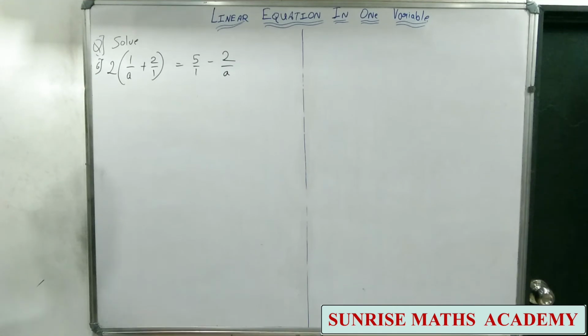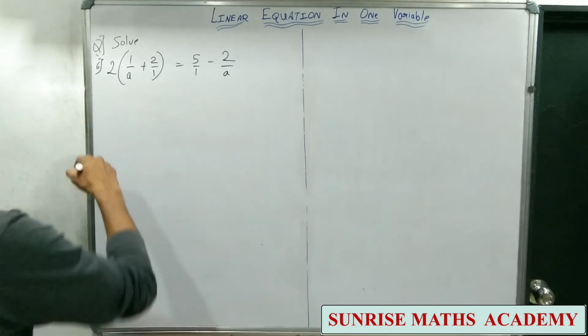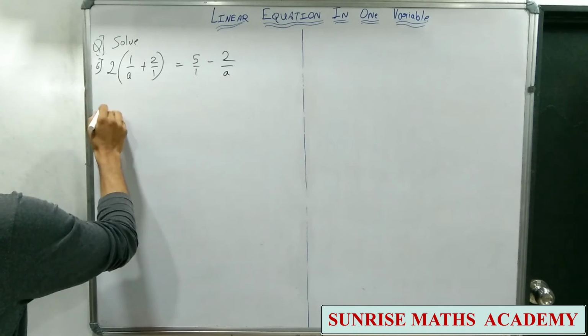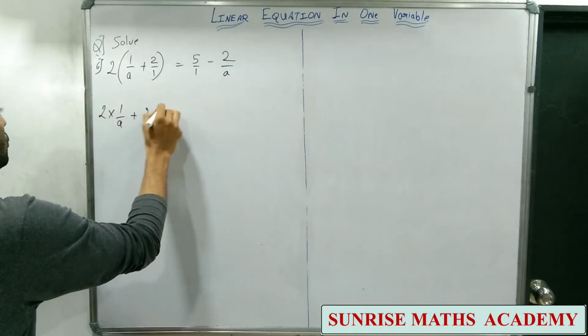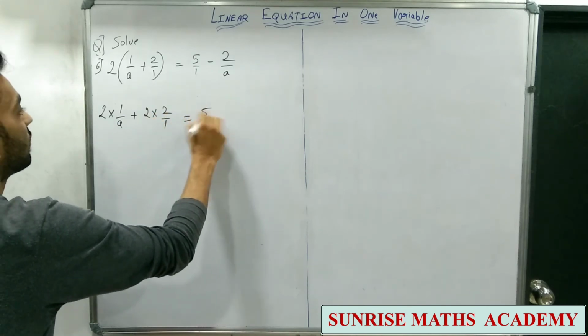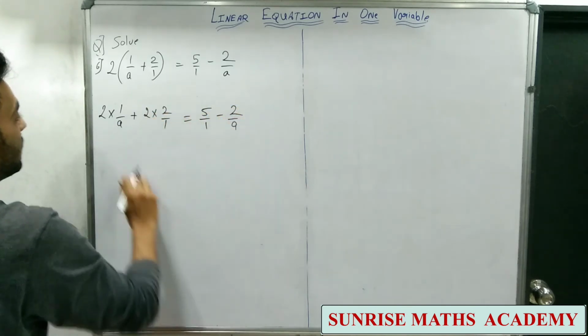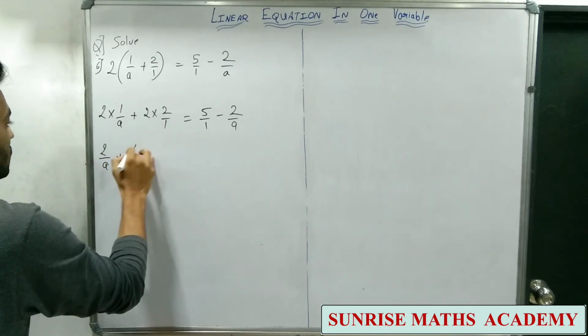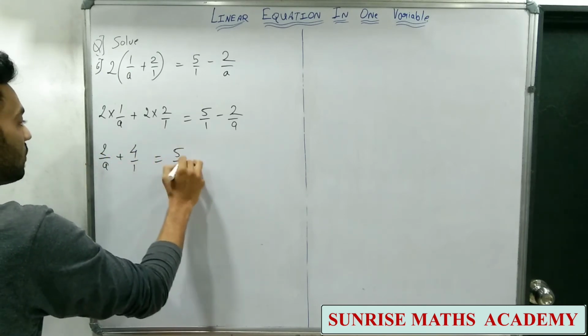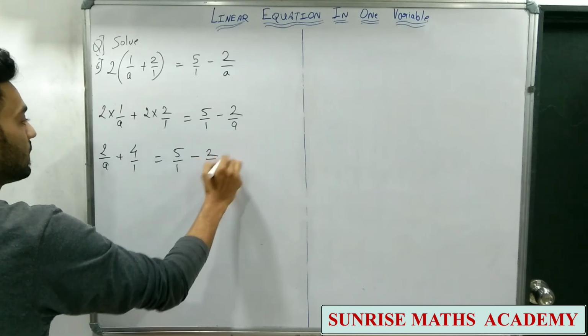The next equation, there's a slight difference. So first let's solve the bracket, then I'll explain that. This bracket: 2 into 1 upon a plus 2 into 2 upon 1 equals to 5 upon 1 minus 2 upon a. So this will be 2 upon a plus 2 into 2 is 4 upon 1 equals to 5 upon 1 minus 2 upon a.